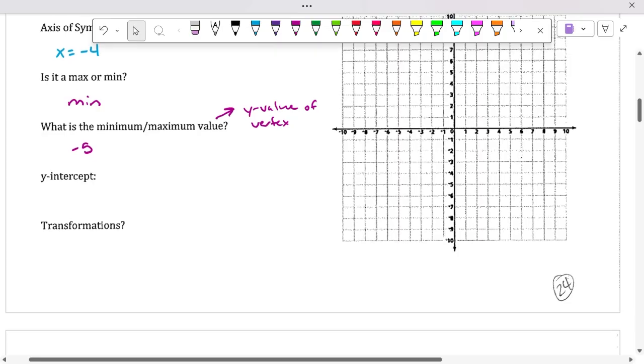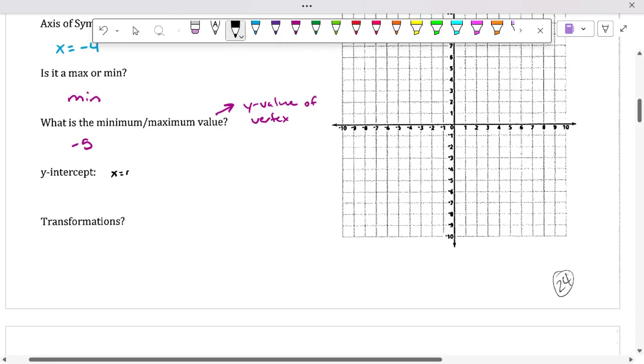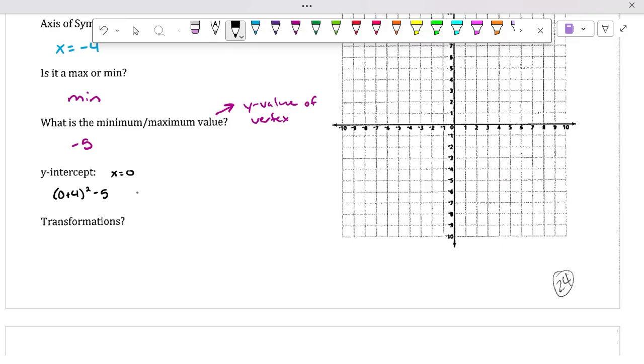So the y-intercept, if x is equal to 0, I can plug it in here. So I have 0 plus 4 squared minus 5. So that's 4 squared minus 5. So that's 16 minus 5, which is 11. So my y-intercept is the point 0, 11. So remember, guys, if I ask you to find the y-intercept by hand, you just plug in 0 for x. Especially if it's not already in standard form, because remember, vertex form does not give you the y-intercept off the bat. Only standard form does.